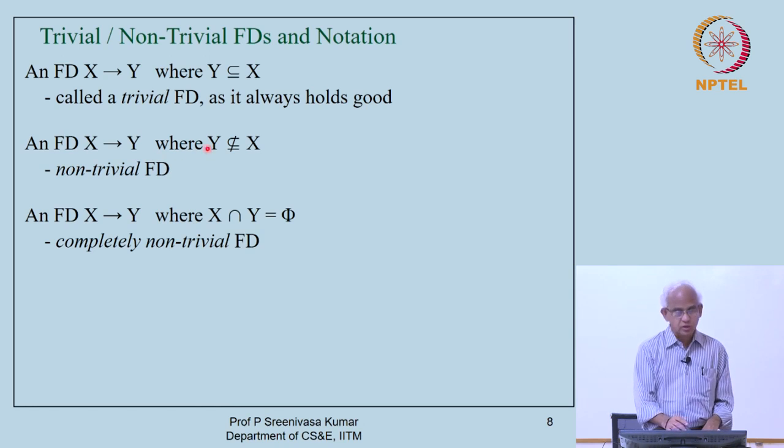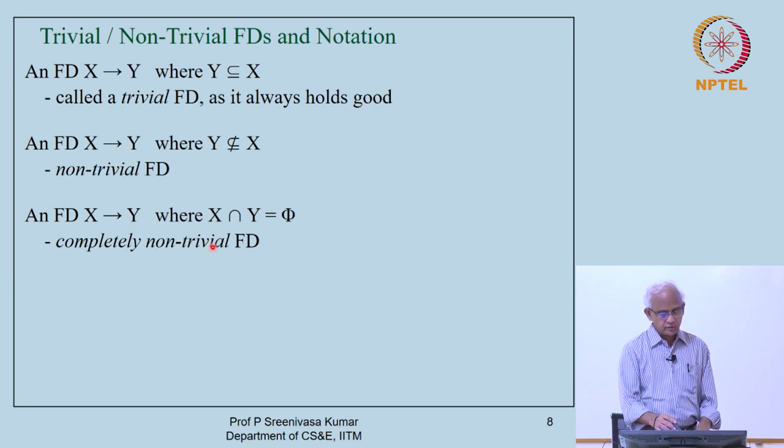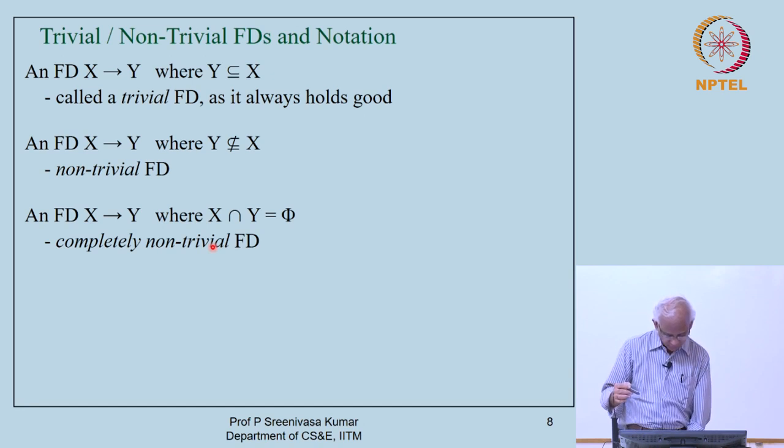Now, if y is not a subset of x, we call that a non-trivial functional dependency. And if x and y are completely disjoint, then we call that a completely non-trivial functional dependency. Most of the time we will be worried about non-trivial functional dependencies, and we will see what other things we can do with functional dependencies.